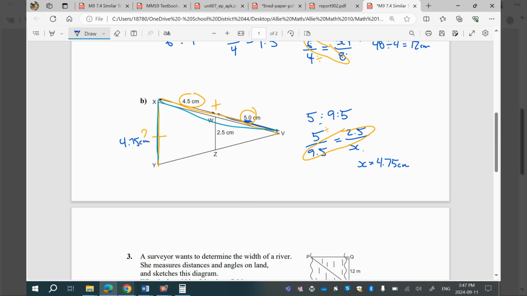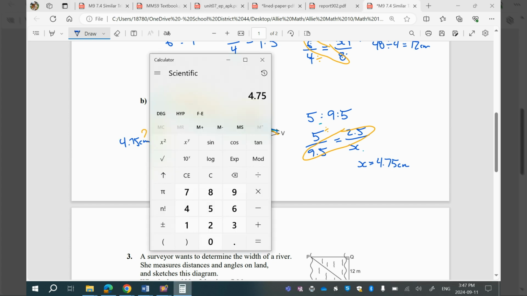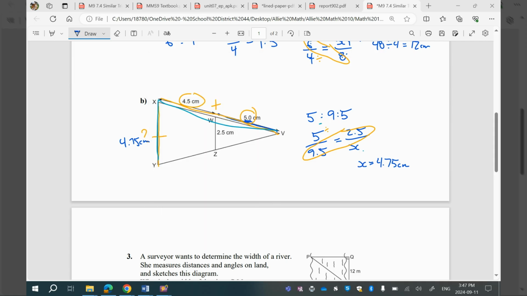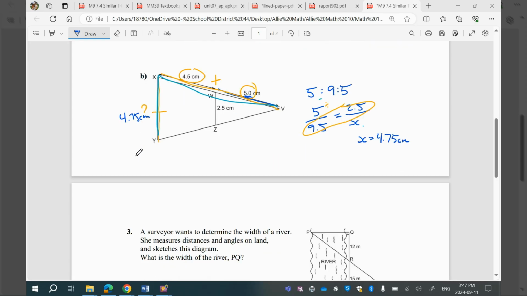Does that make sense? I would say that makes sense. You could show it exactly to check. We should get the same ratio. So 5 divided by 9.5 is 0.5263, and let's try again, 2.5 divided by 4.75 is 0.5263. So there you go. They're in proportion, and we can check that we have the correct answer.